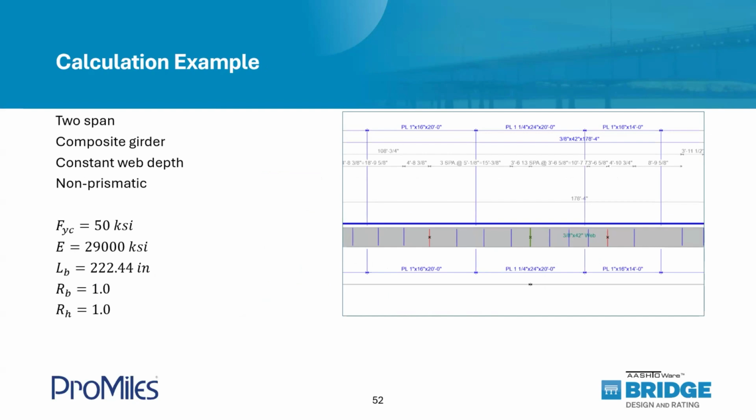And this is just a brief calculation example running through some numbers to compare the two calculations side by side. It's a 2-span composite plate girder with constant web depth. However, it does have a non-prismatic unbraced length on the left side of the pier location.